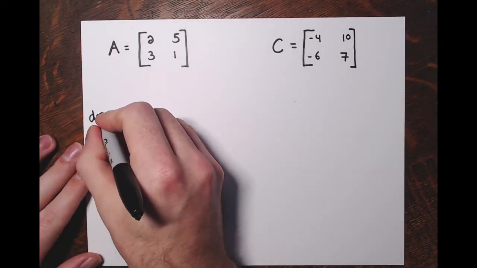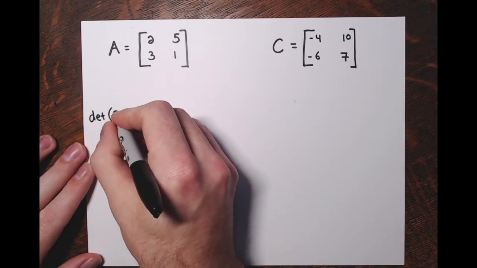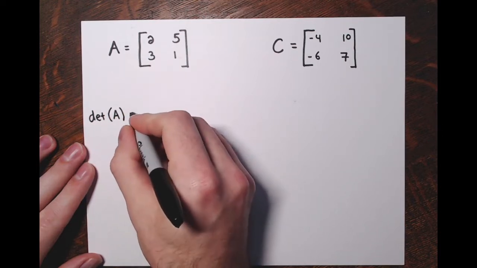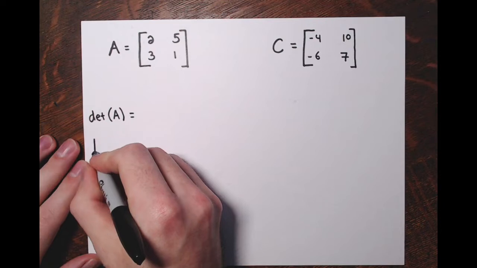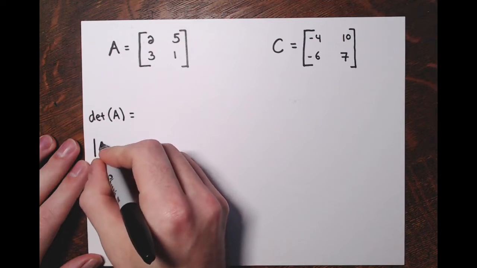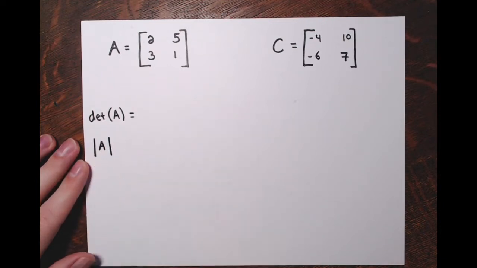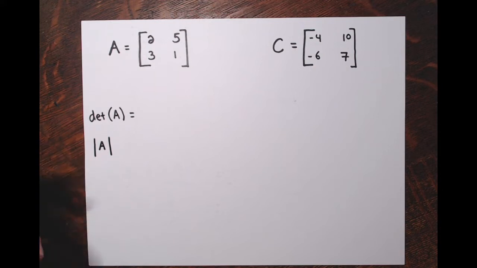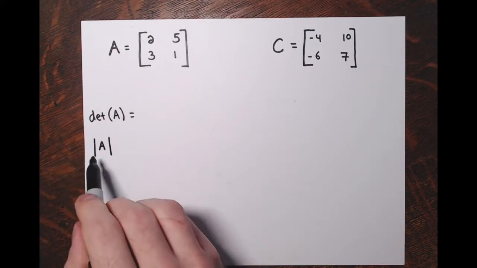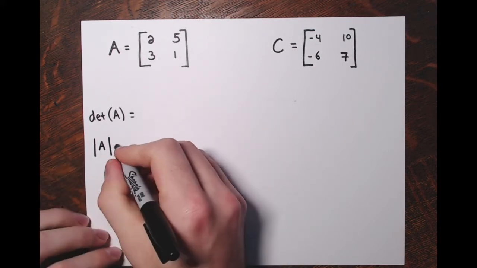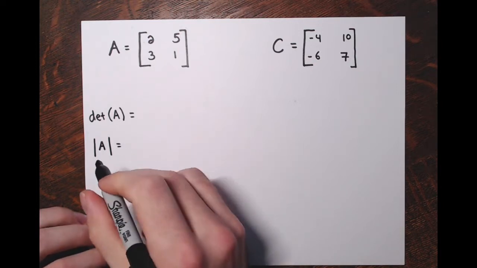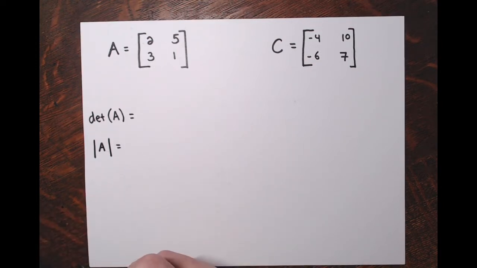Now you could write it again this way, the determinant of A, or, just to save on a little writing, it looks like the absolute value of A, but it means the determinant of A. You should know that because A is a matrix here. Like I said, very simple calculation.